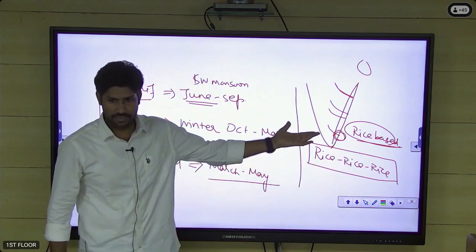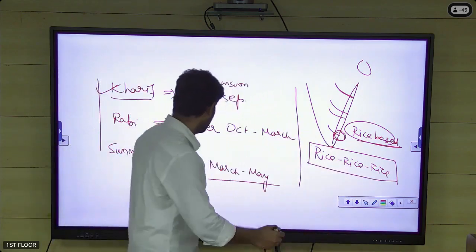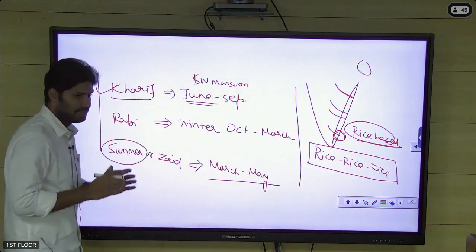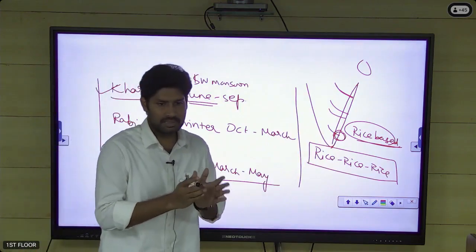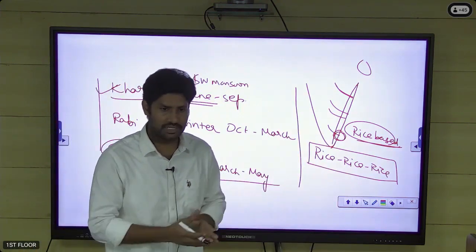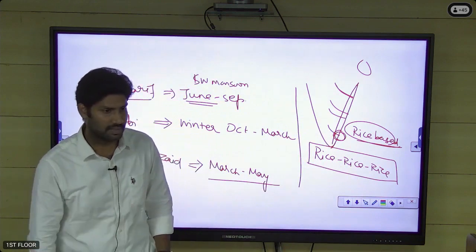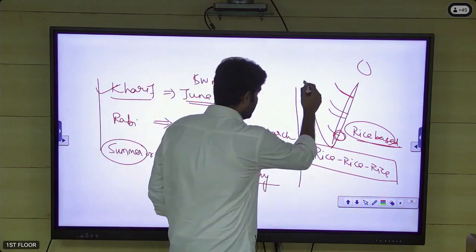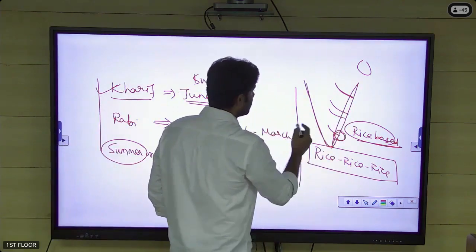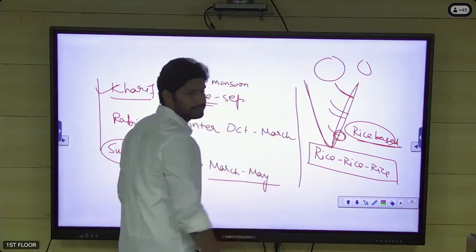Krishna Delta is also the same. Maybe in the third season, sometimes in the summer season, when they face any moisture deficit, sometimes they will even fallow the land or they go for pulses after rice. It's common, right?